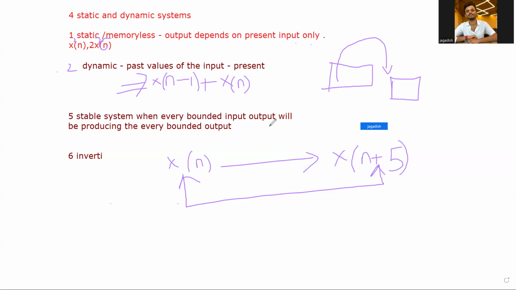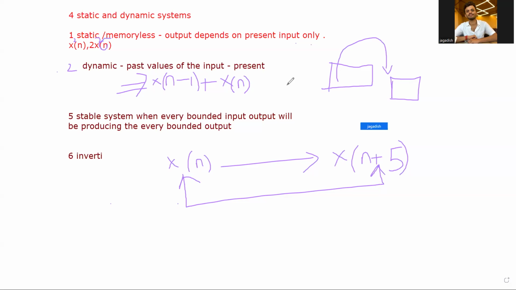Can anyone tell me what is the definition of linear system? Dilip, tell me. Linear and non-linear definition, you tell me. Sir, a system which satisfies the superposition theorem, sir. Okay. Can you tell me the definition of memoryless system?